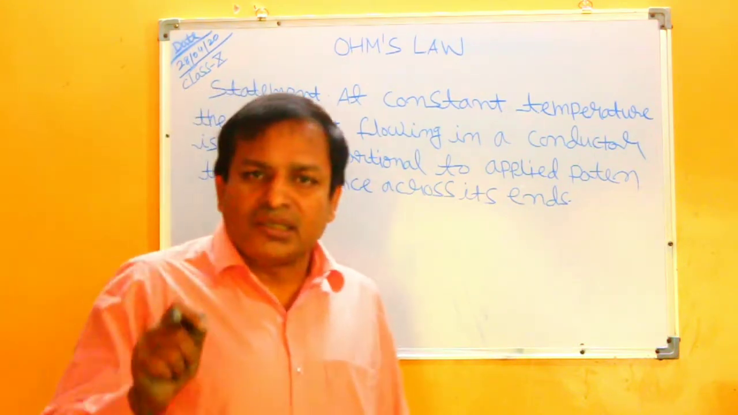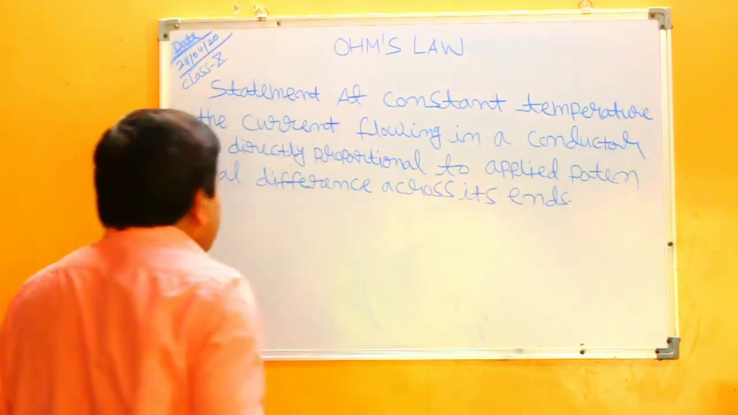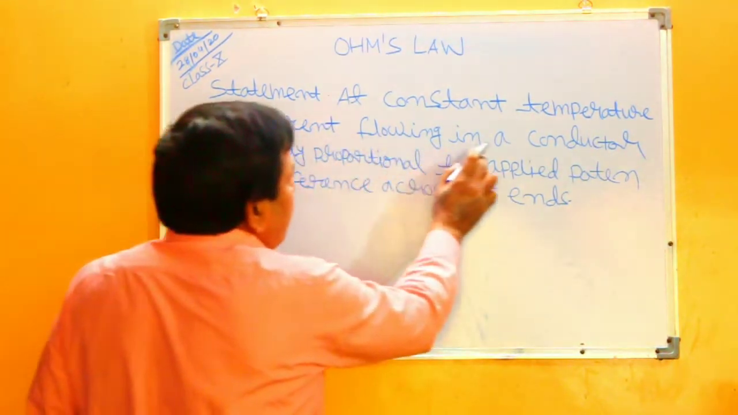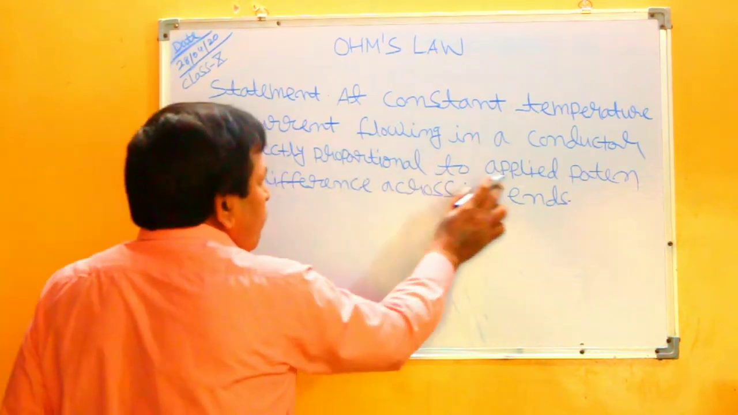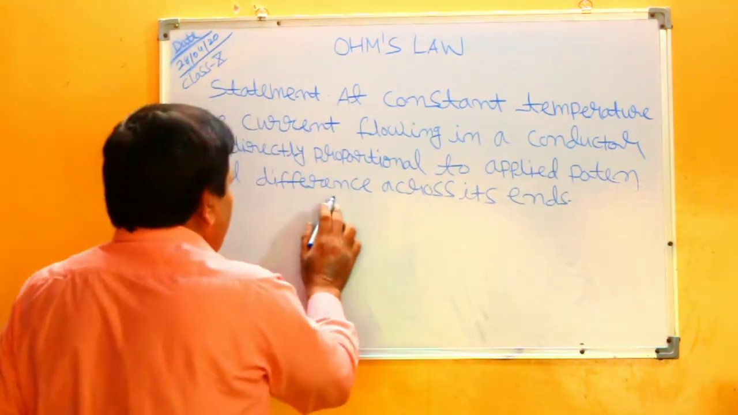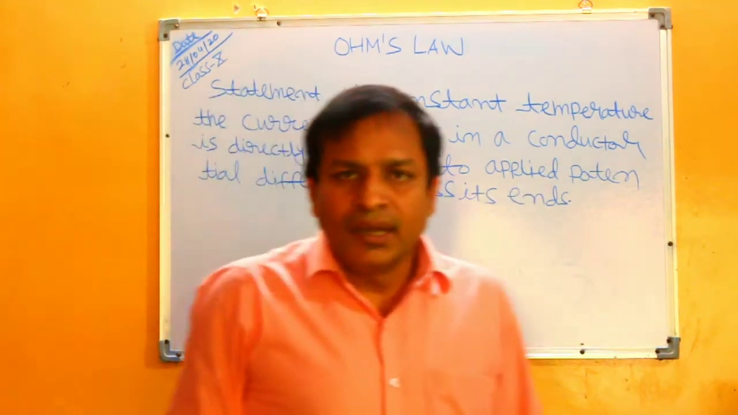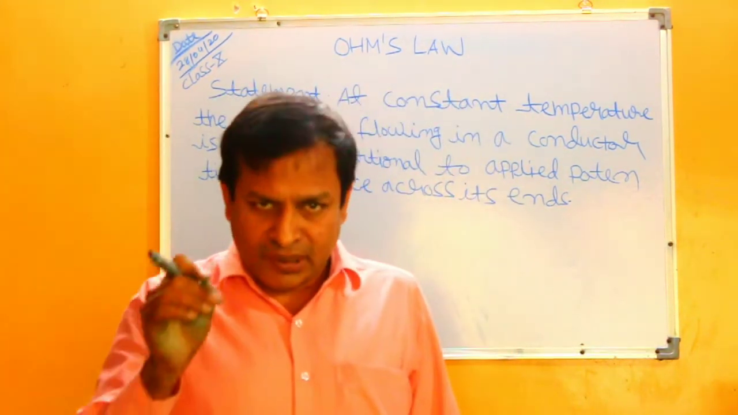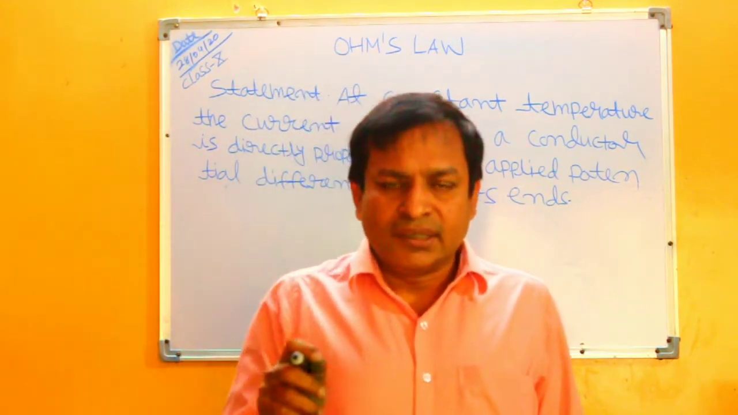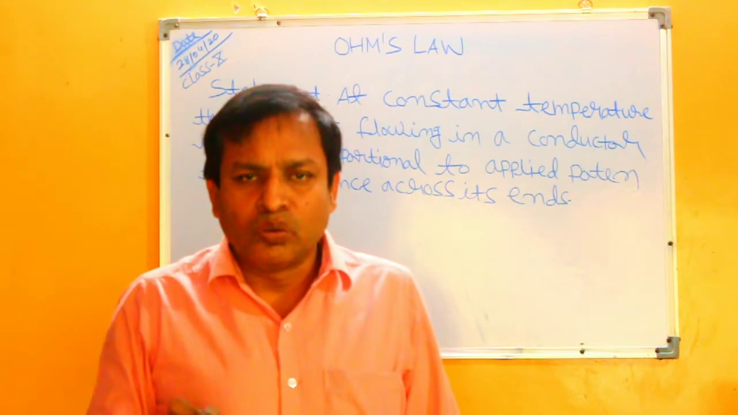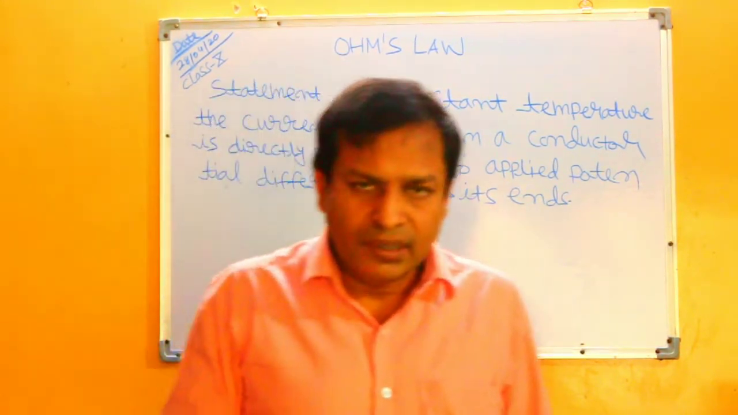So first learn the statement. At constant temperature, the current flowing in a conductor is directly proportional to the applied potential difference across its ends. It means at constant physical condition of the conductor, the current flowing in a conductor is directly proportional to the applied potential difference across its ends.